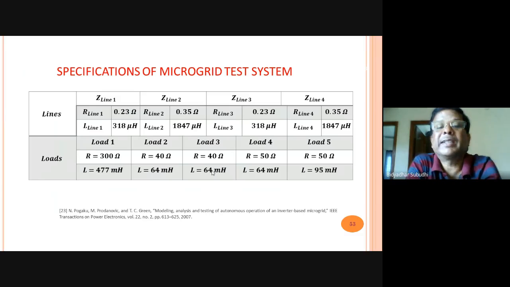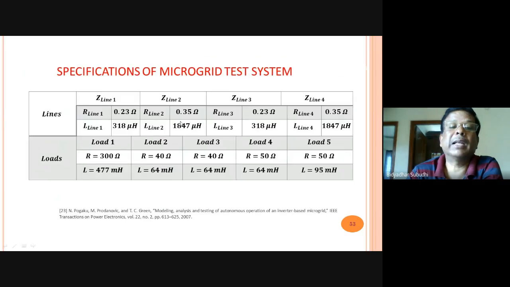The line impedances for the 4 lines, we consider them RL loads: line 1, line 2, line 3, line 4. The corresponding values of R and L, the resistance and inductance values, are given here, and the loads are chosen as RL loads for load 1, load 2, load 3, load 4, load 5. All these specifications are taken from this paper by Pogaku et al.